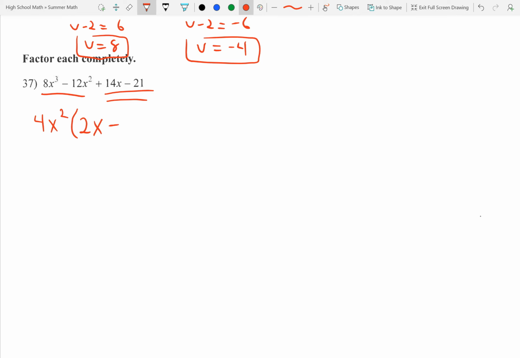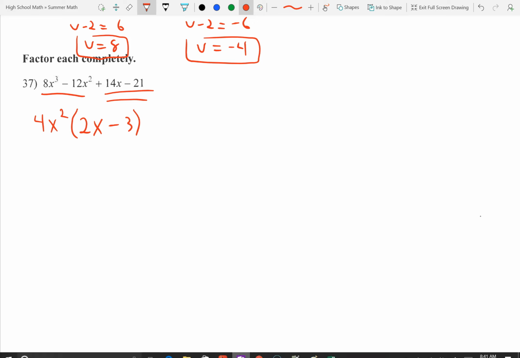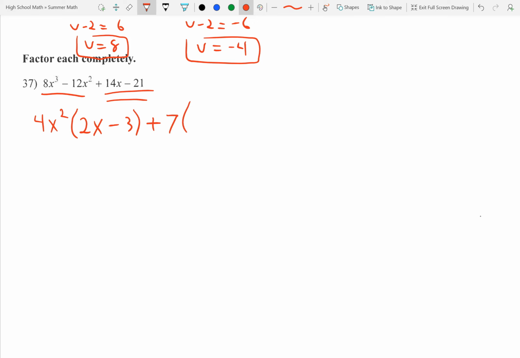12x squared divided by 4x squared will be 3. Now, between 14x and 21, 7 is the GCF. Can't take an x out, they both don't have it. 14x divided by 7 is 2x. Minus 21 divided by 7 is minus 3. Now you'll notice that they have this common binomial factor of 2x minus 3. We can factor that out.